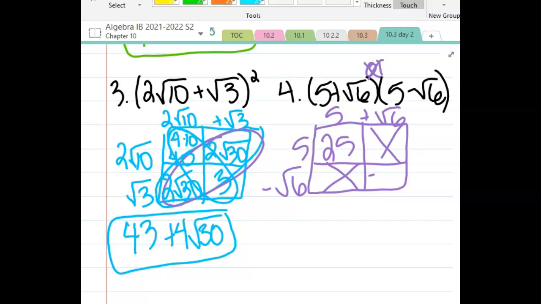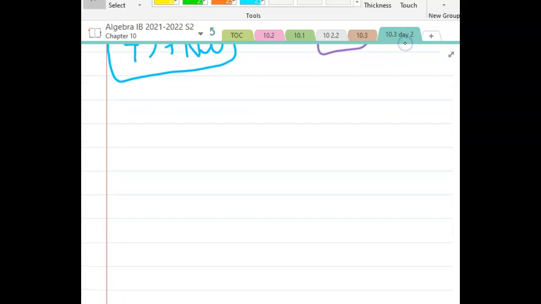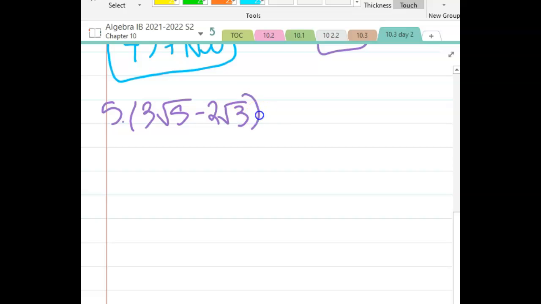And then remember, just take it slow. The square root of 6 times the square root of 6 is negative 6. Yes, very good. So your answer, 25 minus 6, is just 19. Okay, let's try just a couple more. Okay, number 5. Let's do 3 square roots of 5 minus 2 square roots of 3 quantity squared.